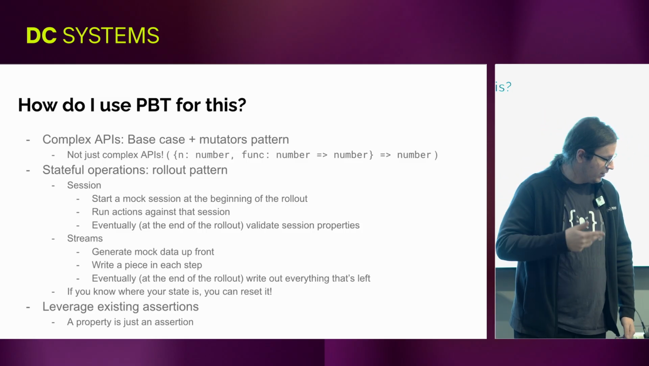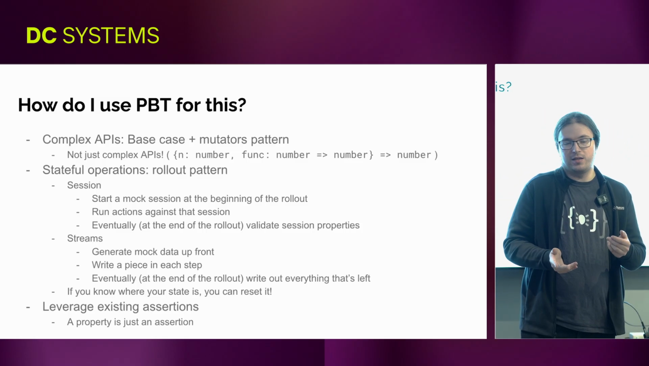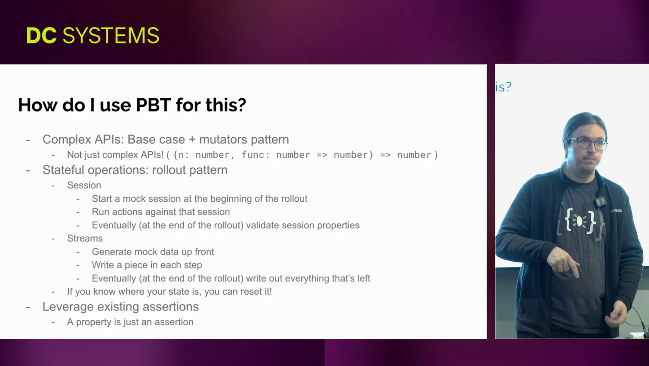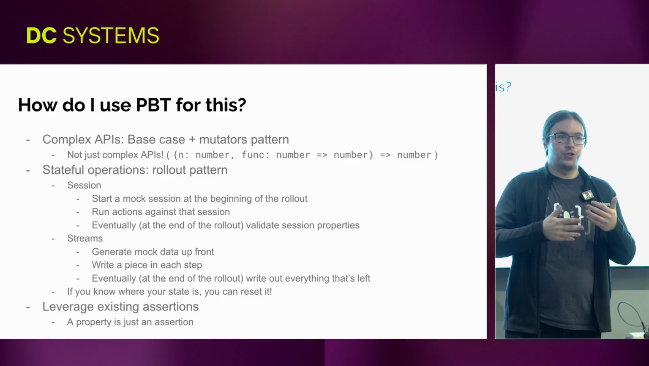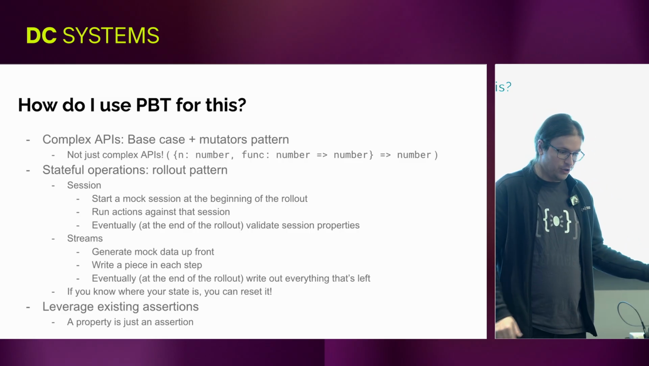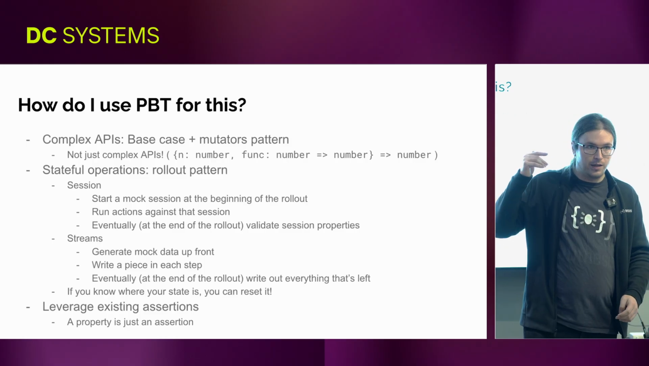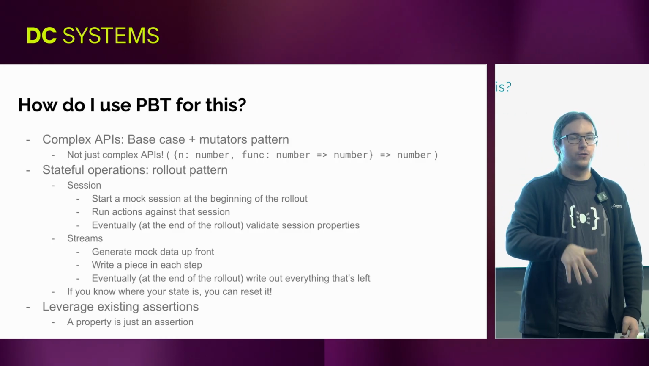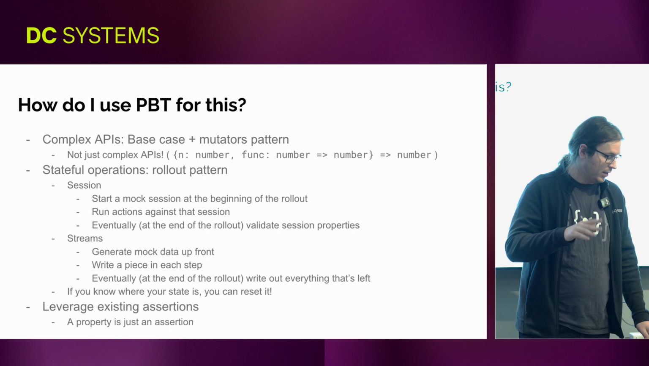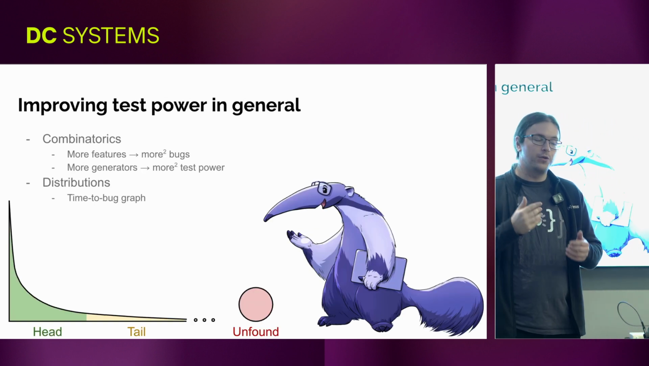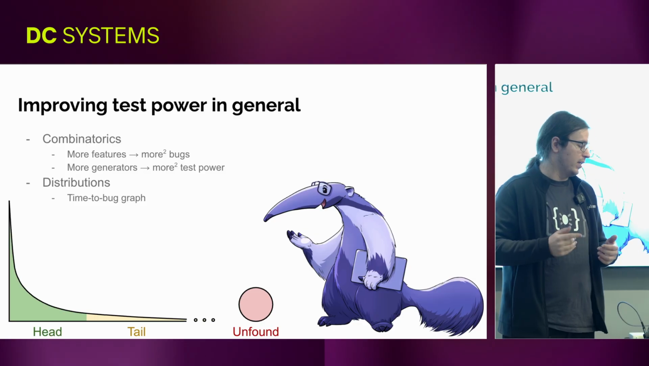And you can leverage existing assertions. So a property is expressible in the form of an assertion. And you can write assertions in your property checks. You saw the property check earlier, but you can also write assertions just in your code. So as the system is feeding weird values to your code, it's exercising all of the assertions that exist in your functions.